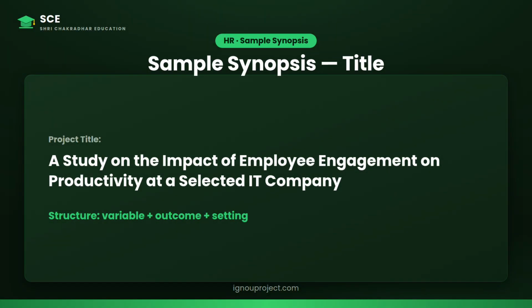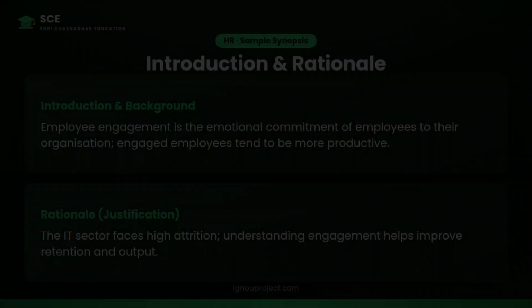Sample synopsis 1. Human resource specialization. Let's build a complete approval-ready synopsis from start to finish, section by section. If you are an HR student, you can model your synopsis directly on this. First, the title. A study on the impact of employee engagement on productivity at a selected information technology company. Notice it follows our formula. The variable is employee engagement, the outcome is productivity, and the setting is a selected IT company. Specific and clear.